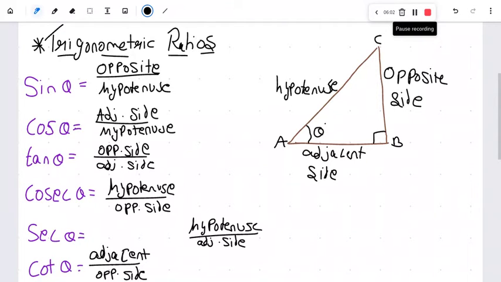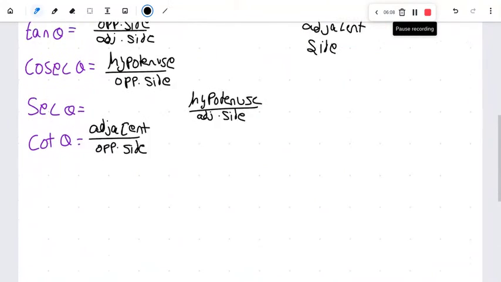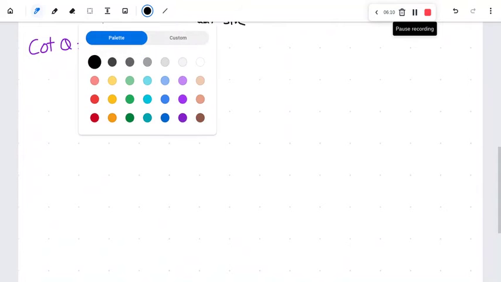Now we have to understand some relations of tan theta and cot theta. So let's understand them now. We know what tan theta is. When I talk about tan theta, it is nothing but opposite side by adjacent.